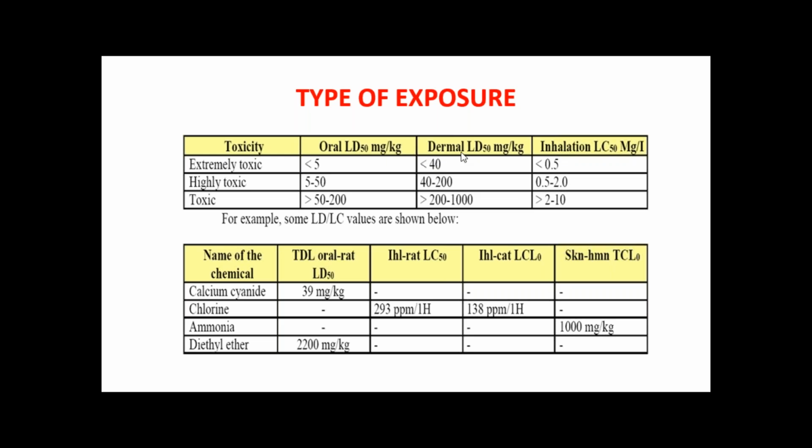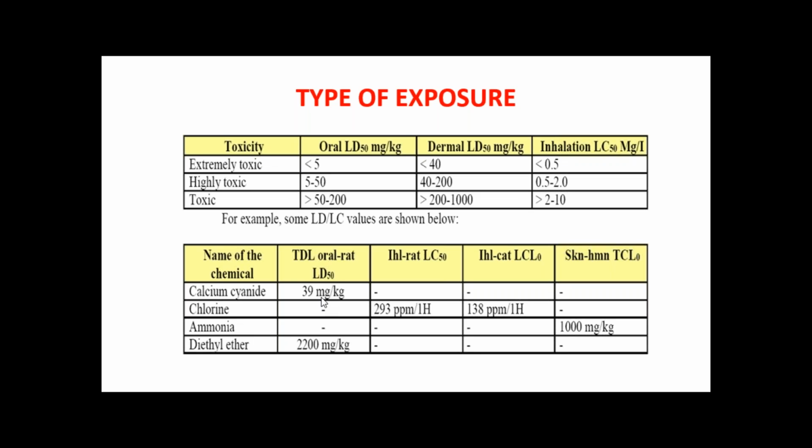Likewise, if the chemicals enter through the skin, then it is dermal LD50 values, and if through the respiratory system, then it is inhalation LC50 values. So depending on the routes of entry of these chemicals and the values, we can categorize these chemicals as extremely toxic, highly toxic, or toxic chemicals. Some of the chemicals are calcium cyanide, chlorine, ammonia, diethyl, etc.